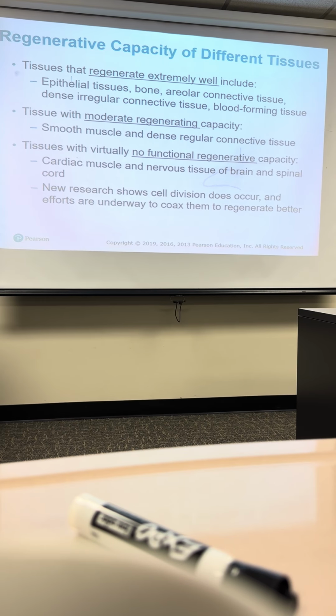Okay, so now the question becomes, who can easily regenerate? Definitely your epithelial tissue, your bone, your areolar connective tissue, dense irregular connective tissue, and the blood forming tissue. Do you know what the blood forming tissue is? Bone marrow, right? Tissue with moderate regeneration capacity: your smooth muscle and the dense regular connective tissue. What about tissue with virtually no functional regenerative capacity? Your cardiac muscle. If you damage your heart, it's not possible to regenerate. If you damage your brain, it's not possible to regenerate.